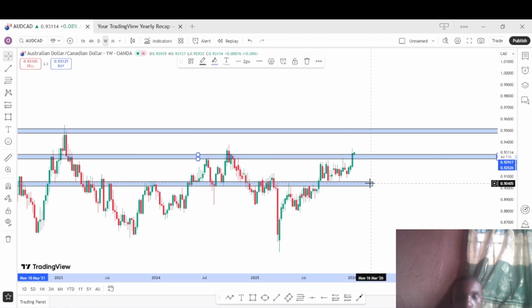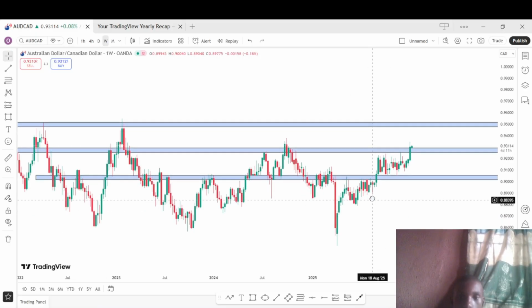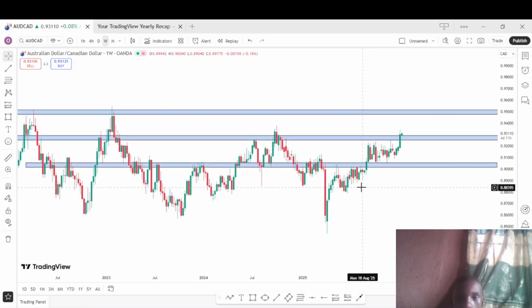Then we look for the chart pattern. I told you that for chart patterns, we have double top, double bottom, head and shoulders, and inverse head and shoulders. And from this pair, we can see a chart pattern. That's the inverse head and shoulders. This is a shoulder, this is the head, and this is another shoulder. Let me just map that out.